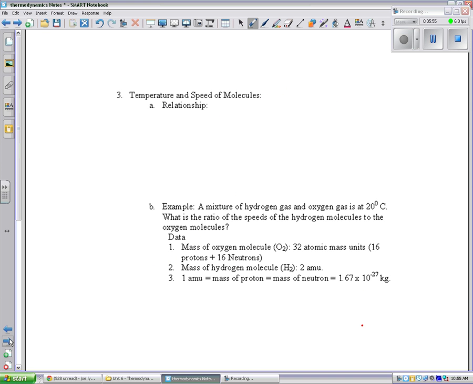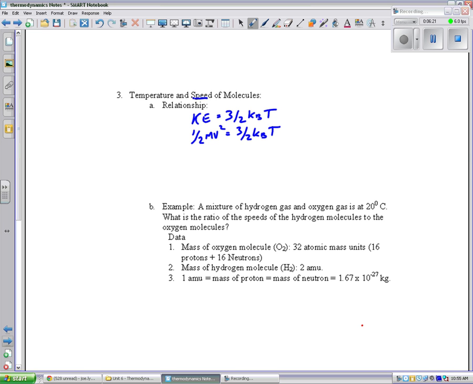Now, temperature and speed of the molecules, there's an equation for this on the reference table. I don't think it's that important, but since it's there, we have to cover it. Now, we know that kinetic energy is equal to 3/2 kBT. Now, I want to get speed in here, velocity. I can do that by replacing the kinetic energy with 1/2 mv squared.